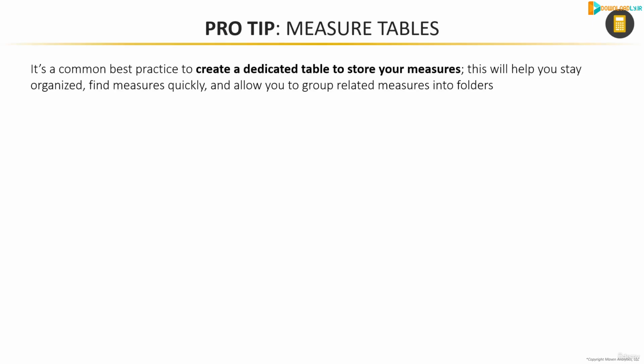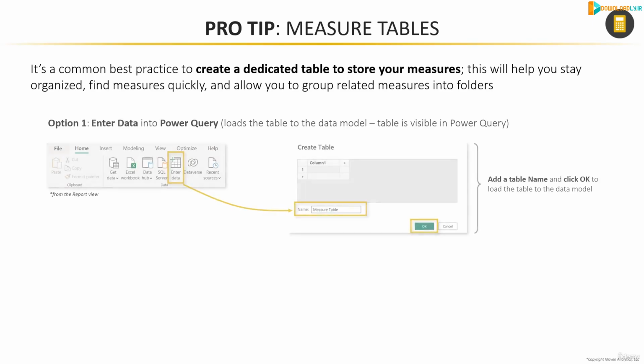It's a common best practice in Power BI to create a dedicated table that's used to store your explicit measures. It helps you stay organized, find measures quickly, and provides tools to group related measures into folders. Creating a dedicated measures table is super easy, and there are two different ways you could approach building it. The first way is to use the Enter Data button from the Home tab to create a new table, add a new name, click OK, and you're done.